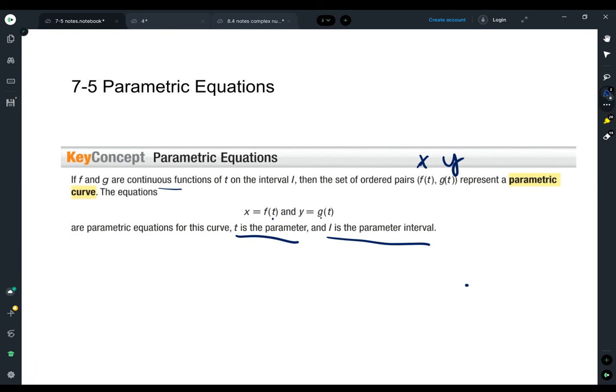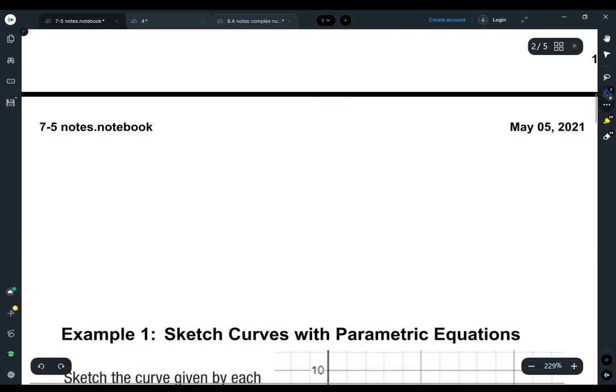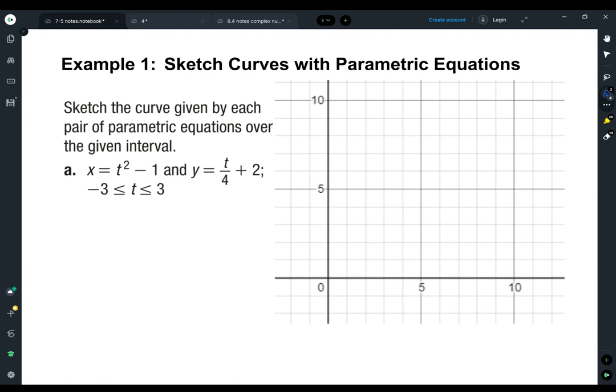So parametric equations, the big thing is x and y are both defined in terms of t. So that's really what we're worried about here. So let's see how this works with a math problem. So for example 1, and this is going to be a test problem, we are sketching curves with parametric equations. So we are going to sketch a curve. We're given x in terms of t, we're given y in terms of t, and we're given an interval for our parameter t. So the way we start this out is I make a table.